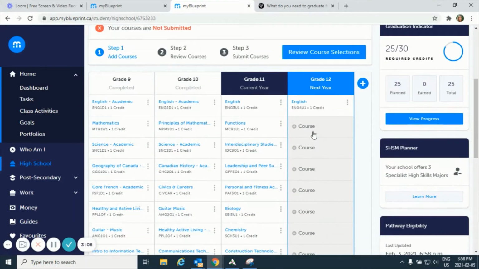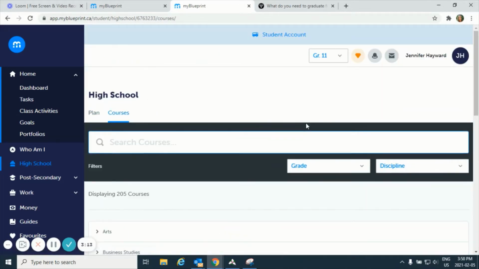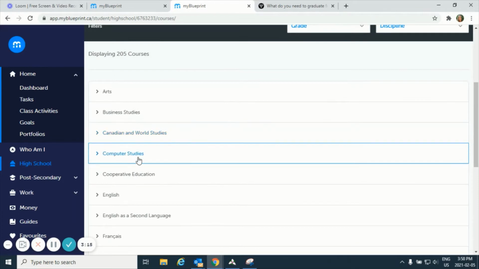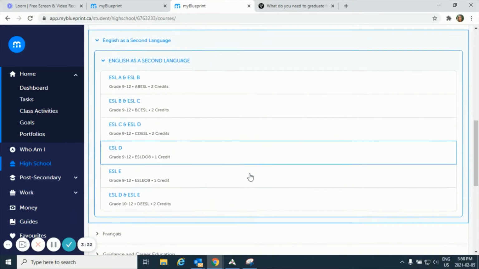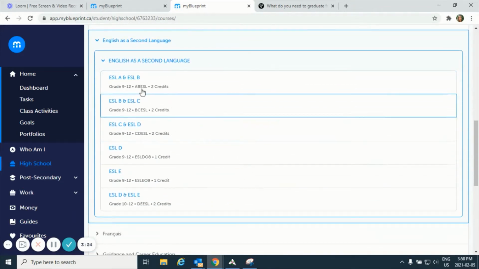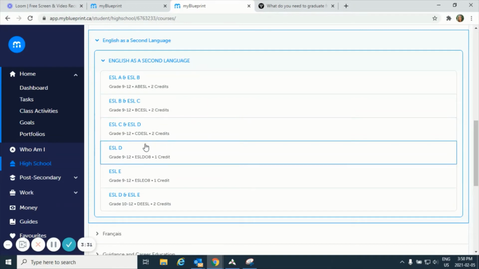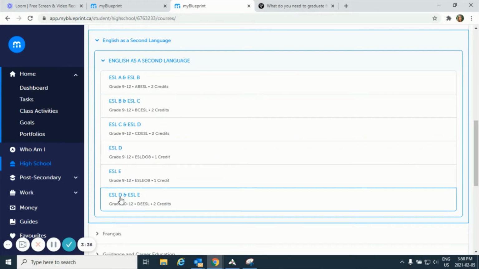Now, for those of you who are in ESL and you are English language learners, you will find your ESL courses in the English as a Second Language folder. Click on that and you will notice that your courses are packaged together as two courses: ESL A and B, B and C, C and D, ESL D only, ESL E only, or ESL D and E together.